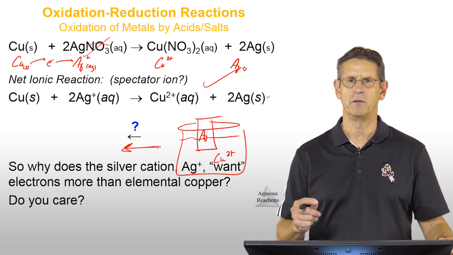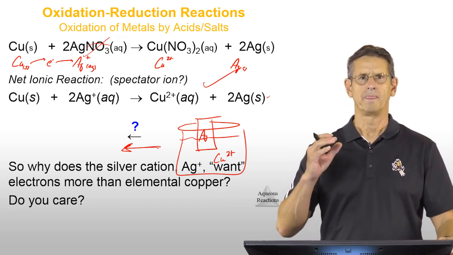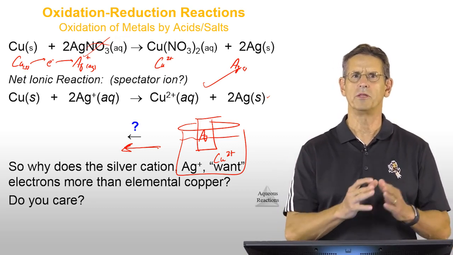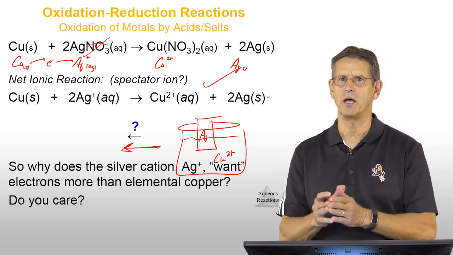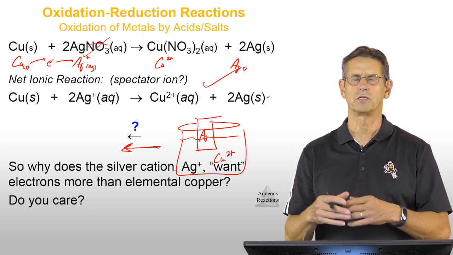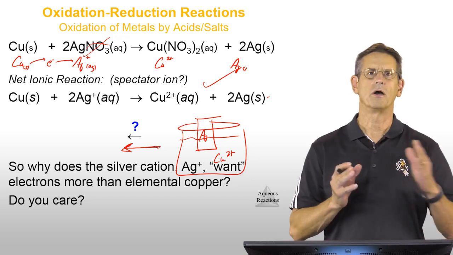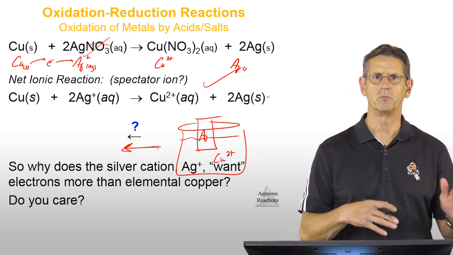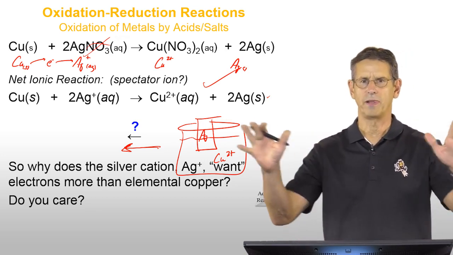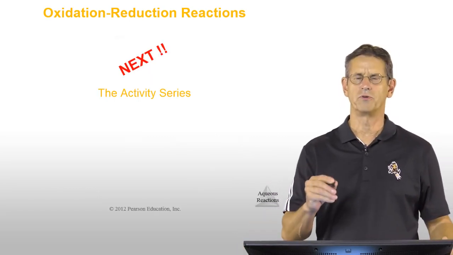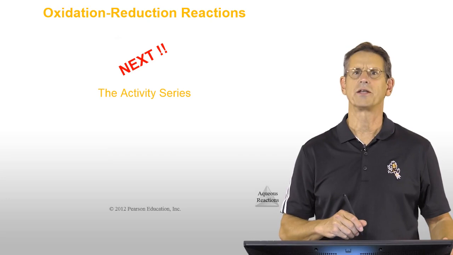Okay, so we mentioned that metals like to give up electrons. That's not an absolute, meaning that as you move from the left side of the periodic table to the right side, the metals are less and less likely to give up electrons. Hence, the most active metals are on the far left side, the group 1, group 2 metals. Those are the ones that say, take my electrons. Okay? So our next video is going to be talking about the activity series.